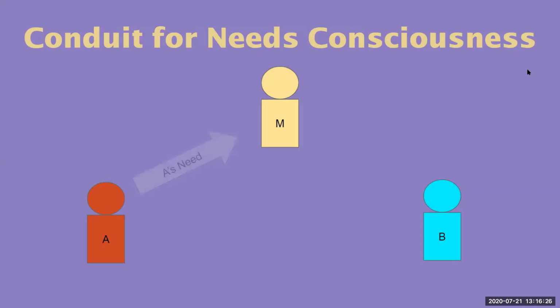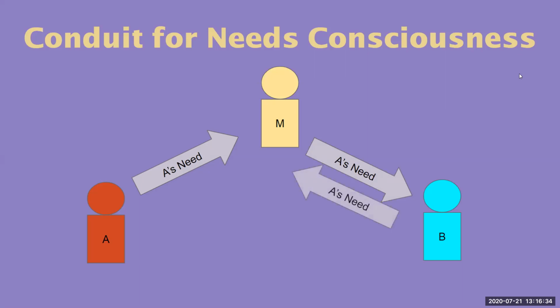So the mediator listens for the first person's need, and then feeds that to the other person, and then asks that other person to reflect it back, right? Going back and forth. We do the same thing for B. We go back and forth, creating connection by exploring and focusing both people on the universal needs.